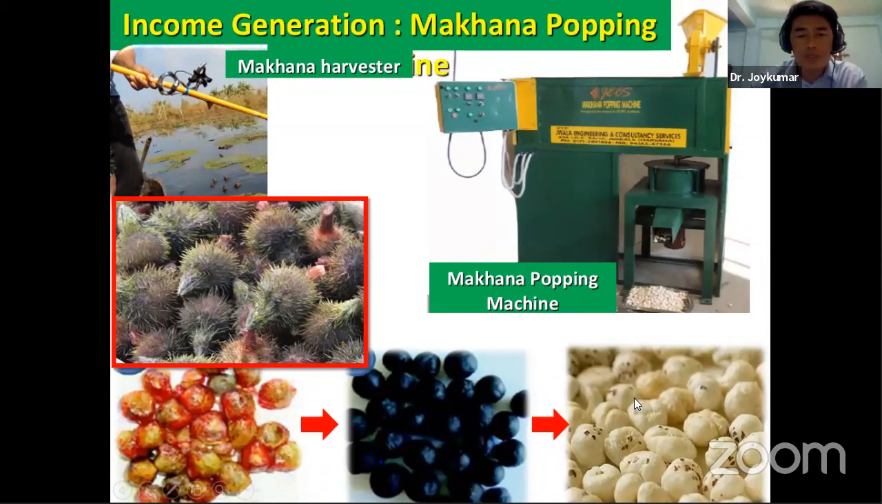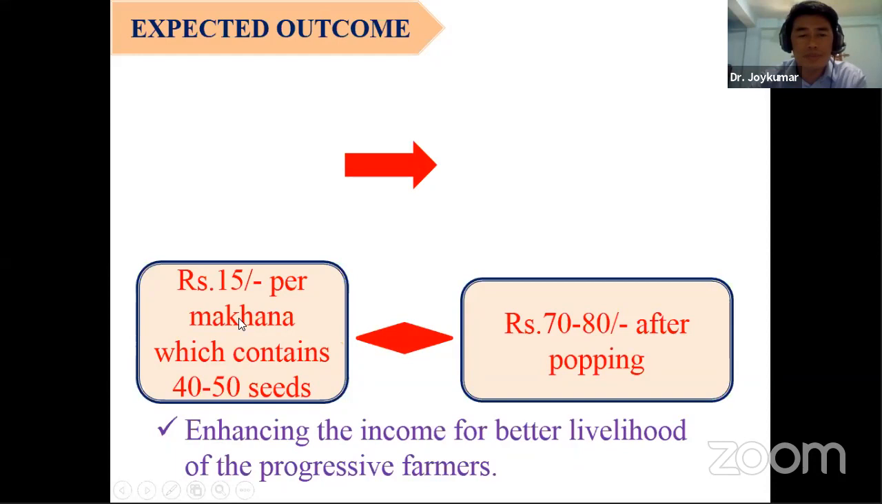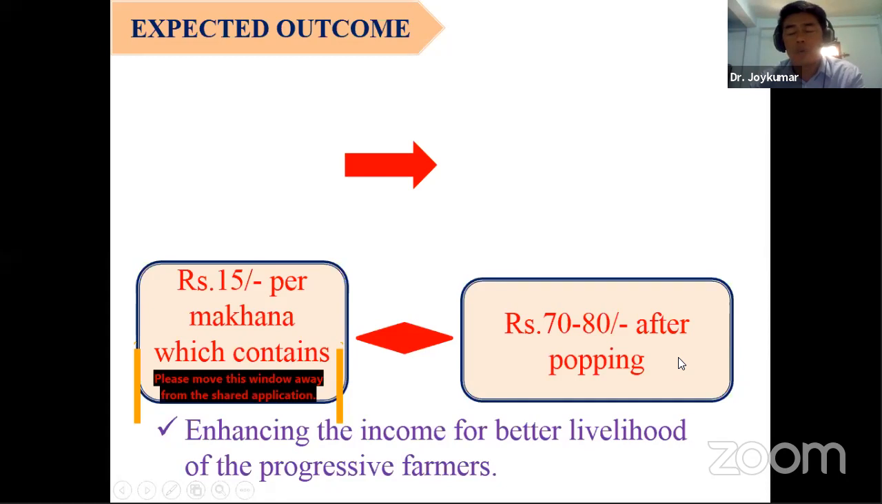So just to give one example of what I'm using. Makhana, when it is thangzi, has around 30 to 40 seeds, and usually it costs around 15 rupees to 20 rupees. After popping, it goes up to 60, 70 to 80 rupees for the same amount of makhana seeds. So this way, one can think about income generation through makhana popping.